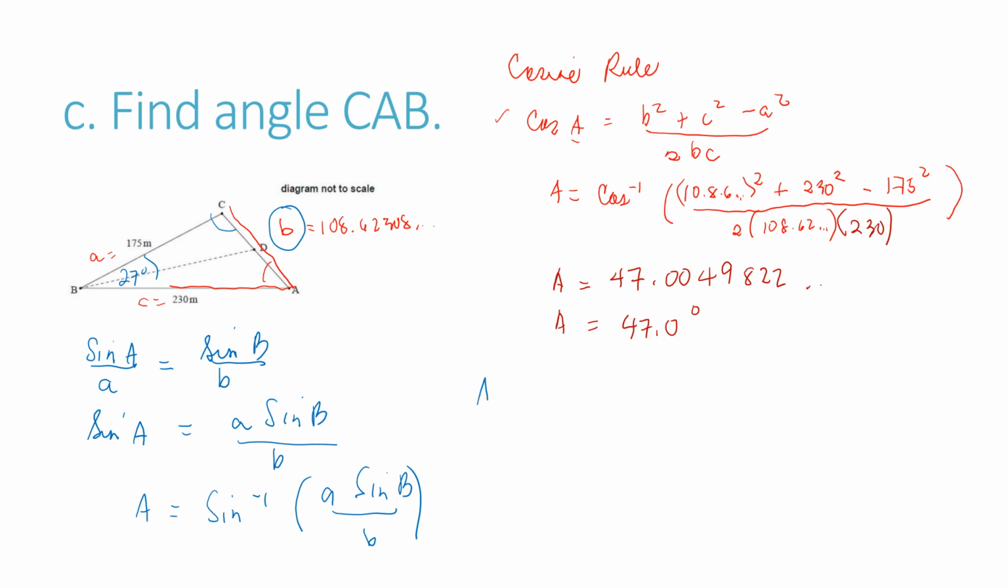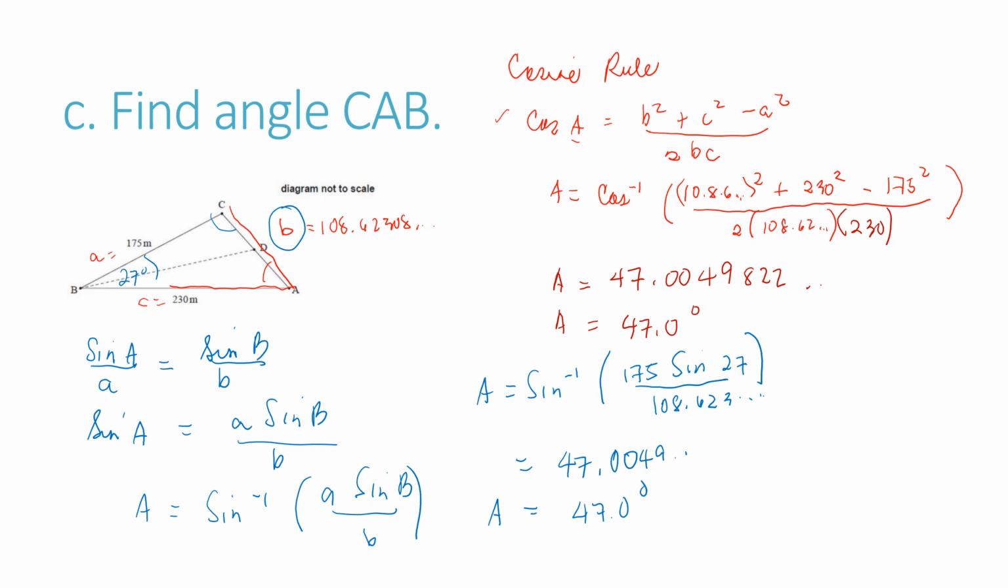Okay, let me continue here. So our A equals arc sine. Again, make sure it's in degree mode. Arc sine of what? Our A is 175 and we have sine 27 degrees over B, which is 108.623. So we will have an answer which is 47.0049, and that's also equal to 47.0 degrees. By the way, you're looking for CAB, so we write our final answer as CAB. This is the symbol for angle, CAB equals 47.0 degrees. So we have shown here that we can use sine rule and cosine rule in finding the angle for CAB.